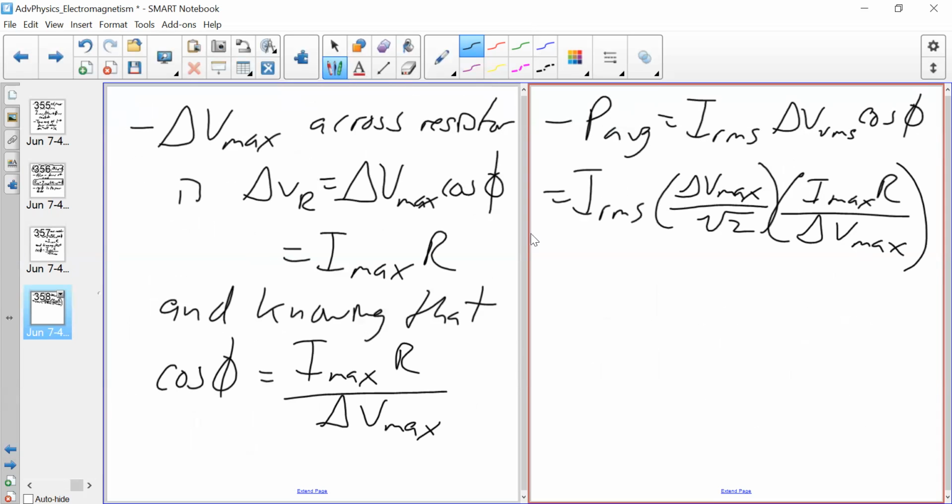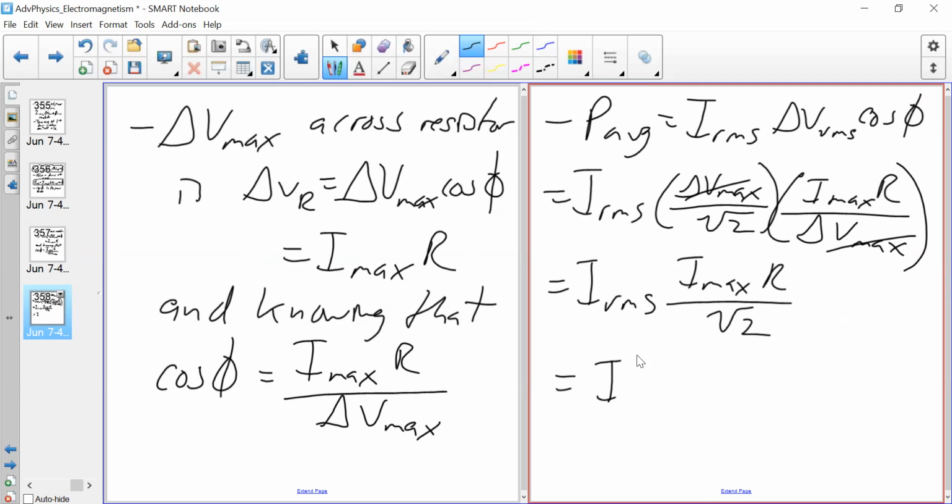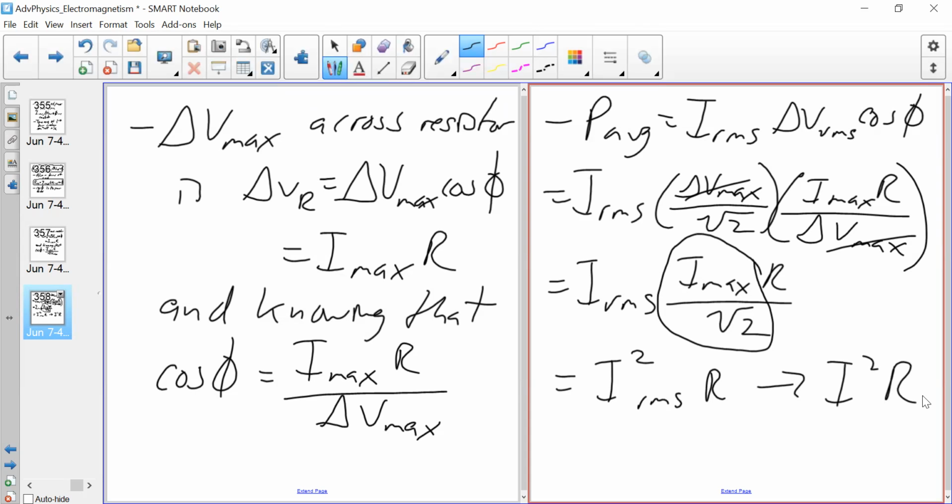So now onto this part, we substitute, cross those out. We get I RMS, I max times R, over radical 2. And guess what? That becomes I squared RMS times R, because this is I RMS times another I RMS, square root R. There it looks like I squared R. We have seen that in DC circuits.